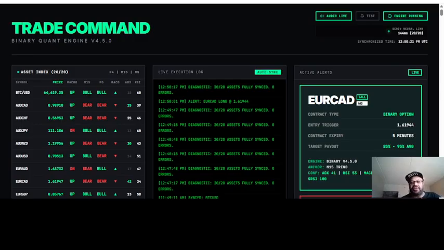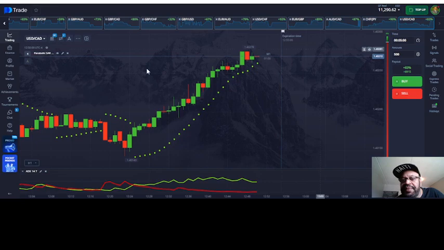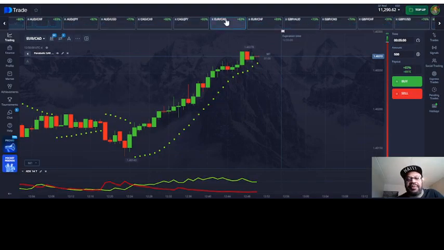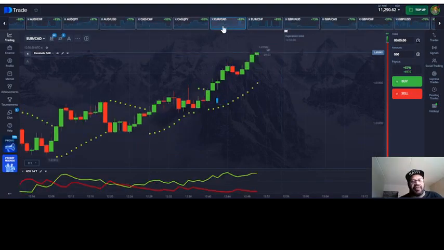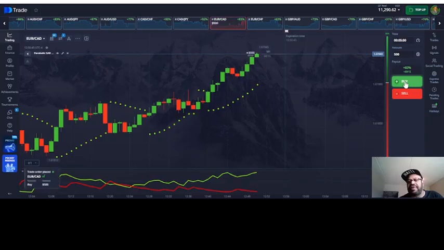So I just got a Euro Canadian dollar 5 minute buy trade here on the Trade Command Quant engine. So let's go to our Euro Canadian dollar. Okay, here it is, Euro Canadian dollar. Okay, let's go ahead and take a 5 minute buy trade. Okay, so I just took a 5 minute buy trade on the Euro Canadian dollar.